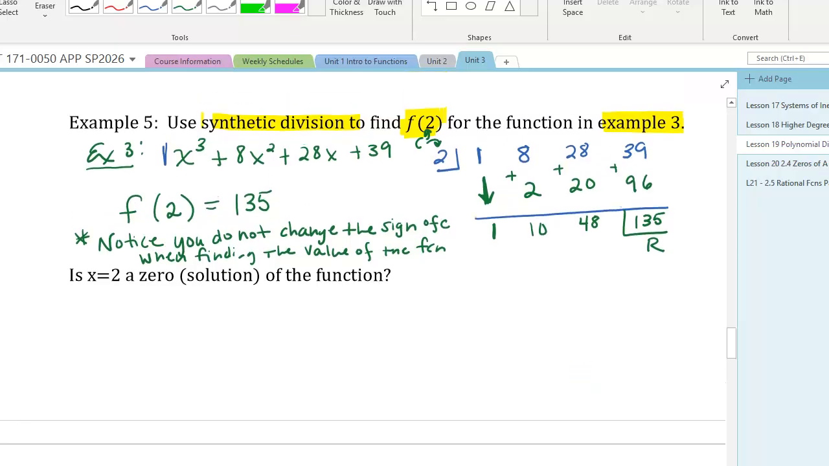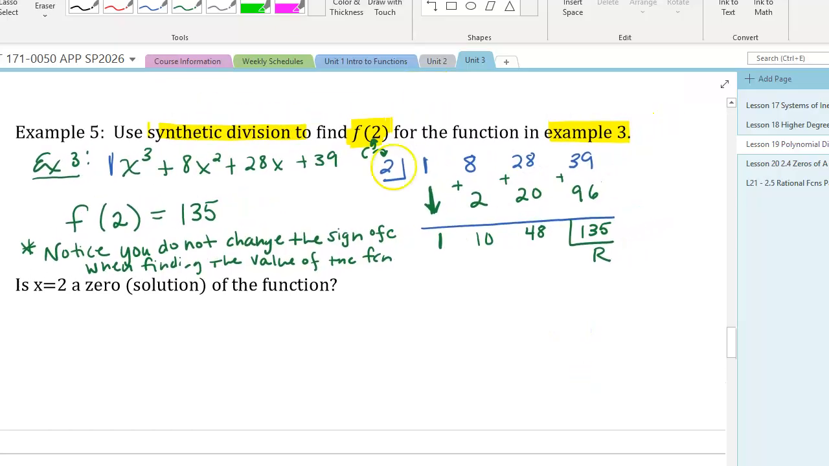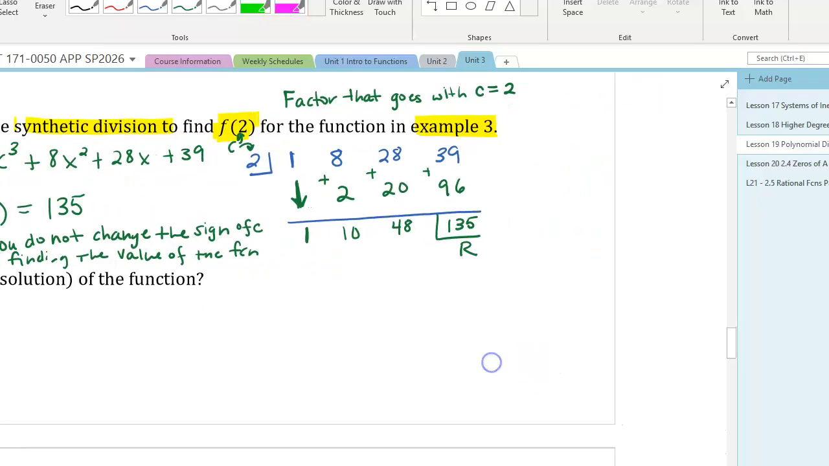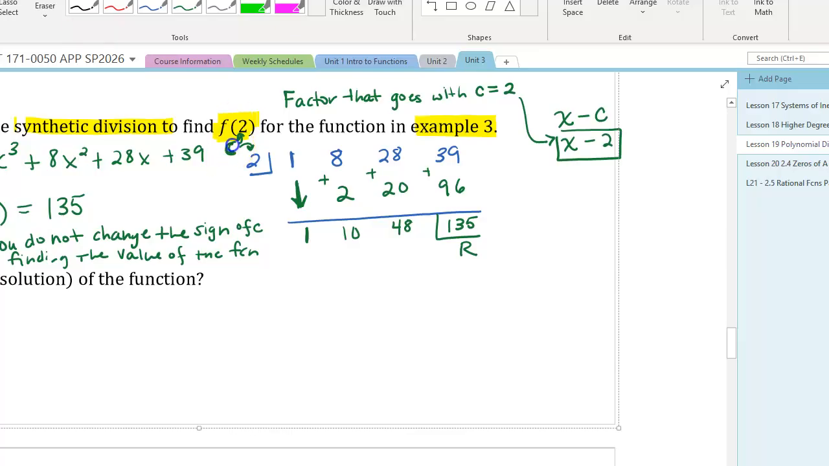And just to kind of hopefully make that connection, if this is our c value, the factor that goes with it, remember that it has to be in the form x minus c. So in this case, that factor would be x minus 2. But then we actually plug 2 in. So that is when you change the sign. But when you're given c, like we are here, then you don't change the sign.